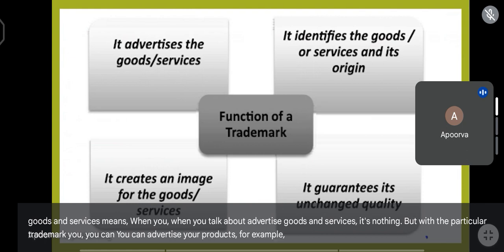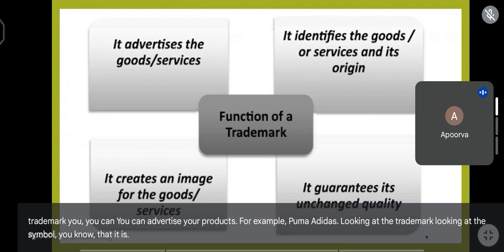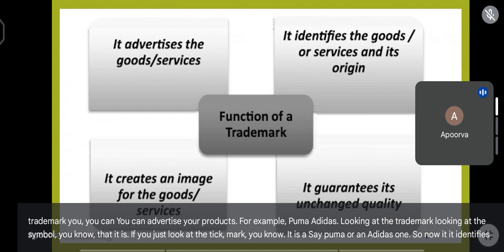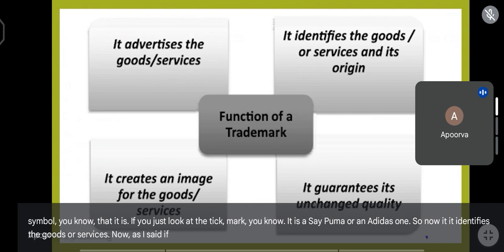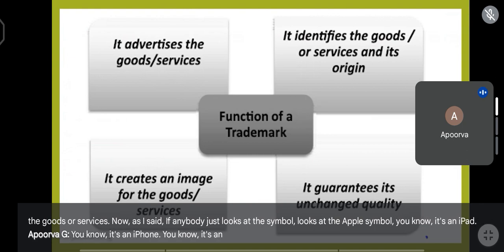For example, Puma, Adidas. Looking at the trademark, looking at the symbol, you know that it is, if you just look at the tick mark, you know it is a Puma or an Adidas one. So it identifies the goods or services. If anybody looks at the Apple symbol, you know it's an iPad, you know it's an iPhone, you know it's an iPod.